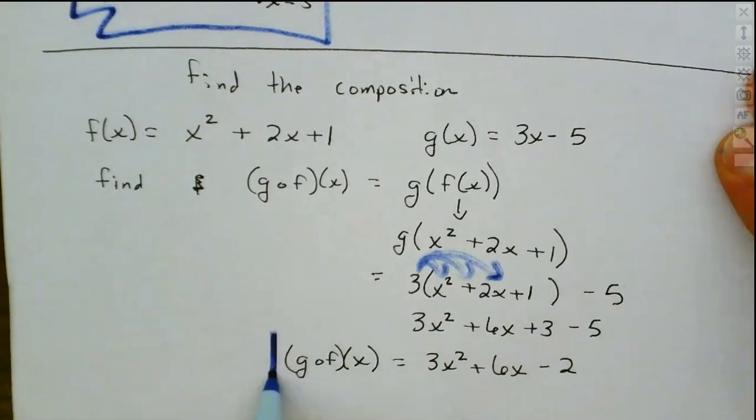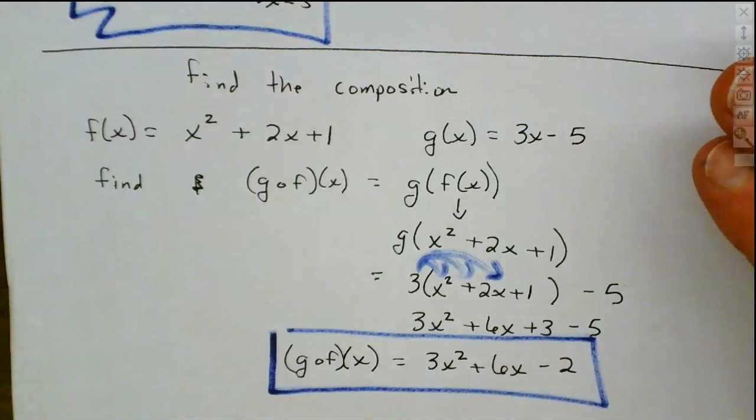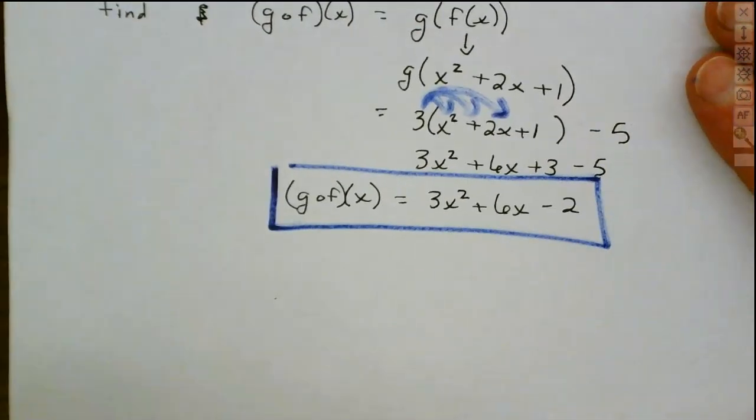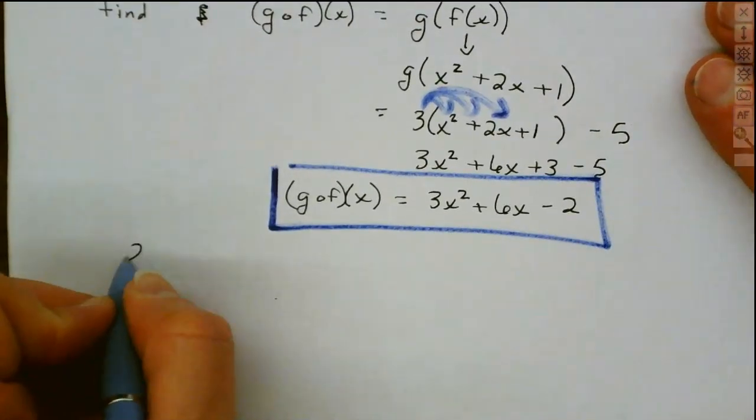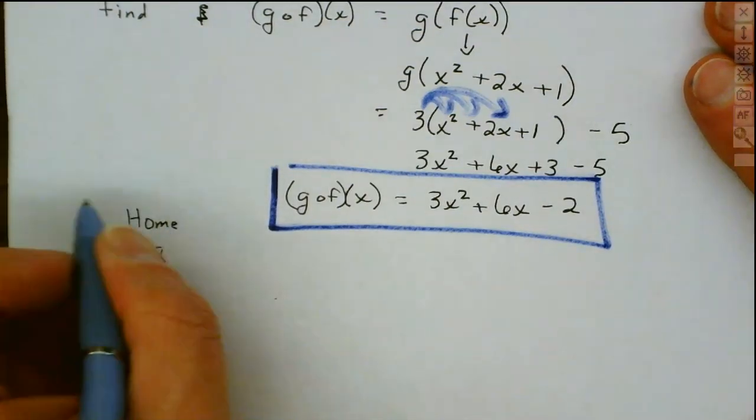Variable in, variable out. Now, what's your homework? Well, for your homework, you should now be able to finish this packet. So for your homework, you're going to have 2.8, and you should be able to finish all of it.